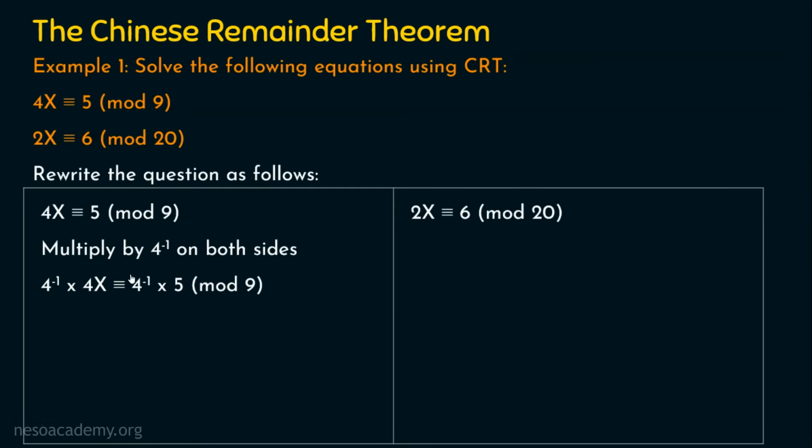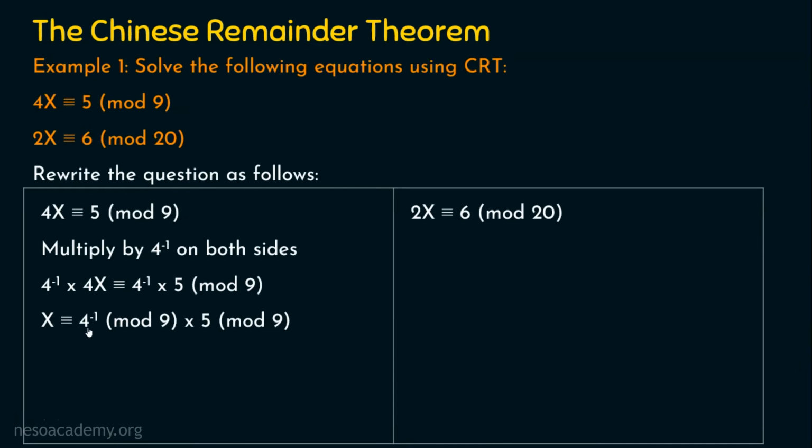But here we need to solve this 4 inverse. So as mentioned, this side we get x. This side we have 4 inverse into 5 mod 9. So we are required to find what is 4 inverse mod 9. Because this mod 9 is applicable for 4 inverse as well. So we are going to find the multiplicative inverse of 4 mod 9.